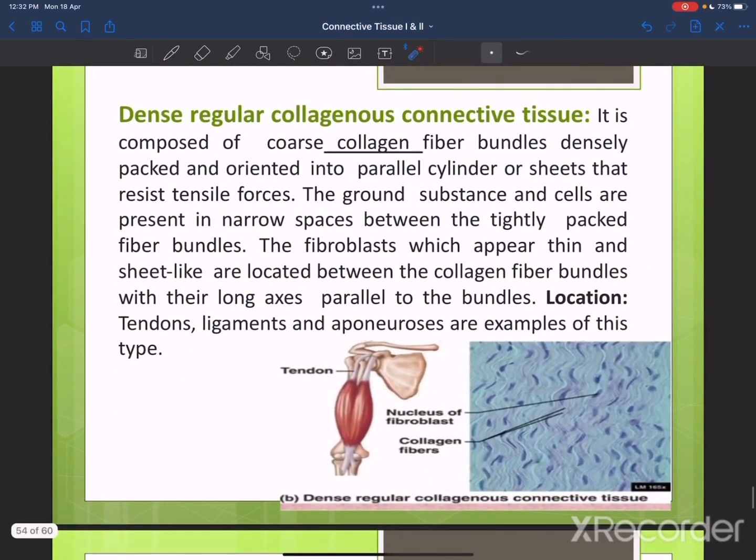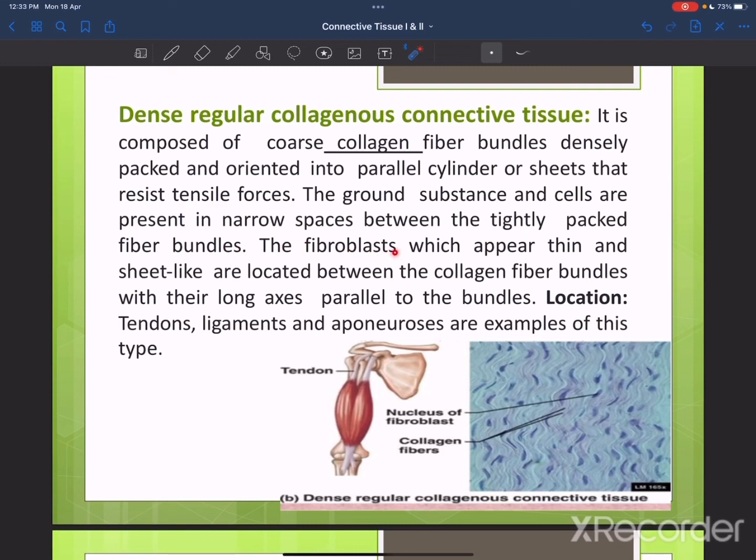Regarding the dense regular collagenous tissue, we can classify dense regular connective tissue as collagenous or elastic. Collagenous is filled with collagen fibers running regularly. It is composed of coarse collagen fibers, densely packed and oriented into parallel cylinders or sheets that resist tensile forces. The ground substance and cells are present in narrow spaces between the tightly packed fibers or bundles.